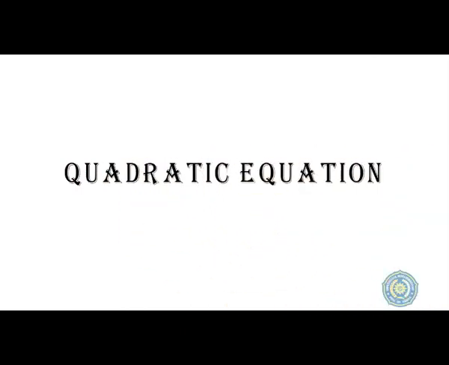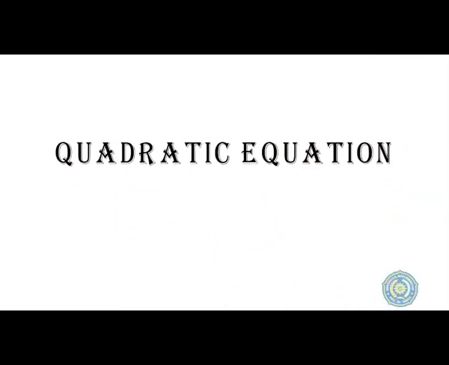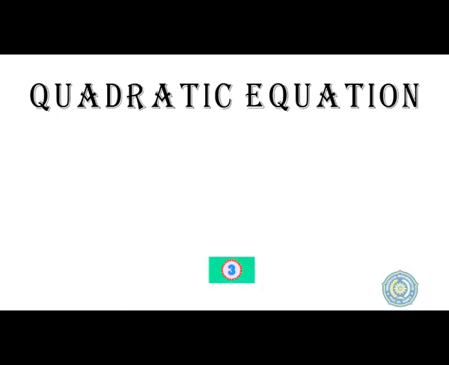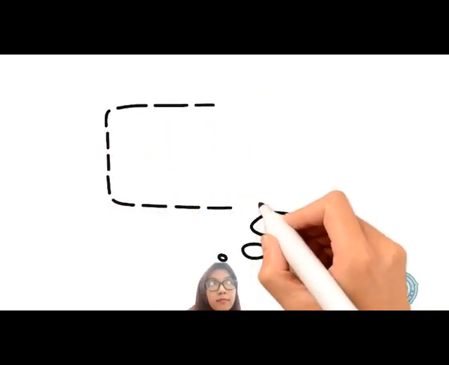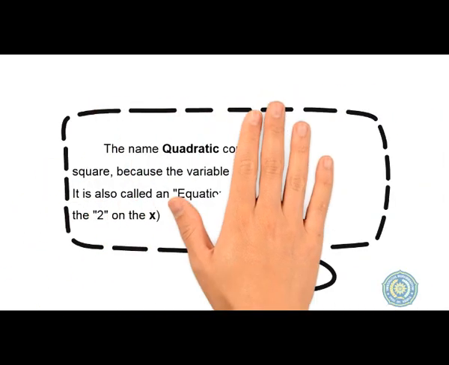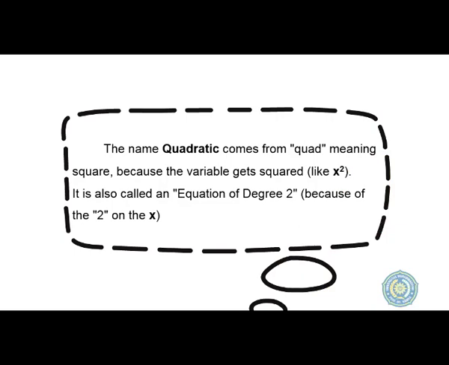Quadratic equation. What is the quadratic equation? The name quadratic comes from quad meaning square, because the variable gets squared, like x squared. It is also called an equation of degree 2 because of the 2 on the x.